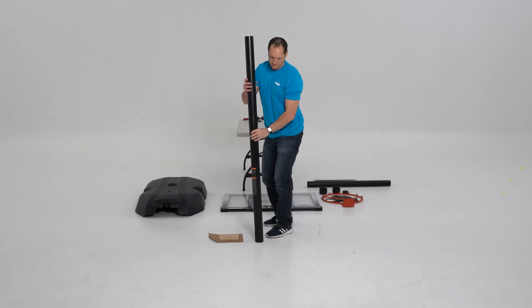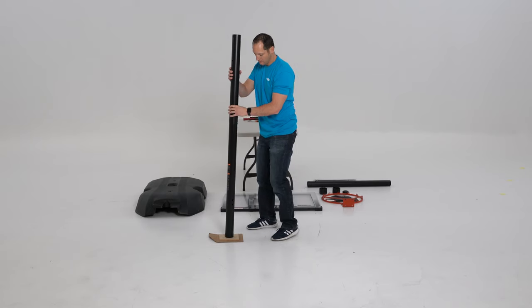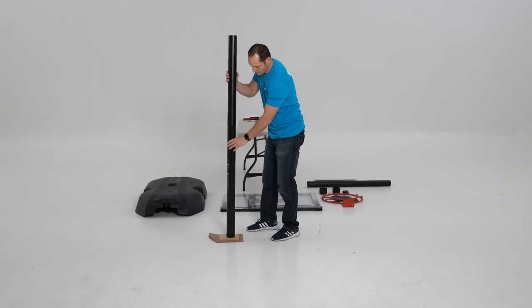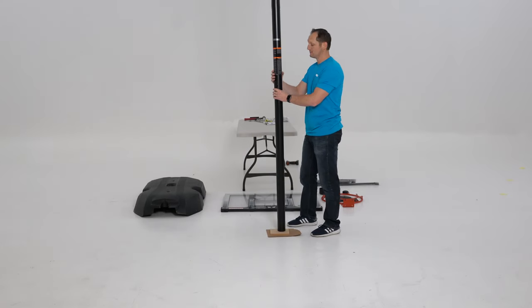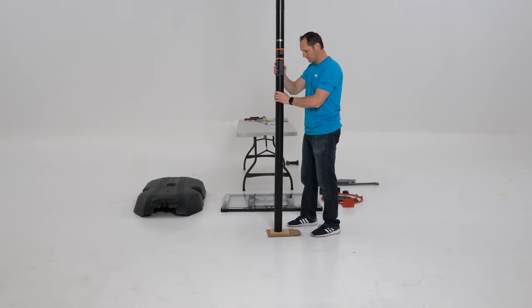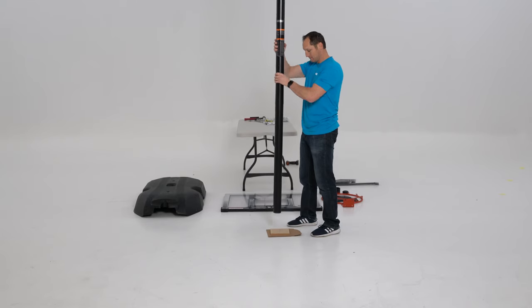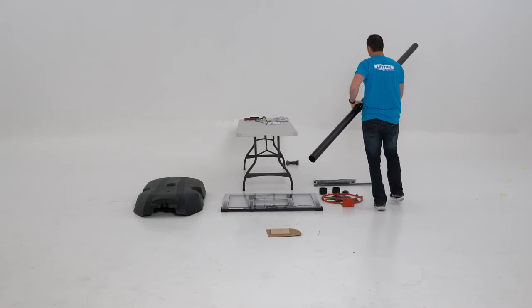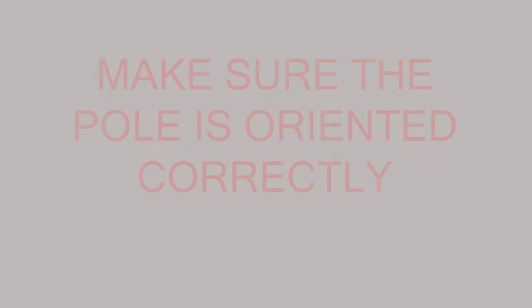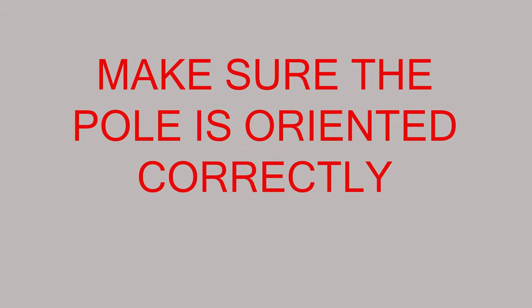Then, seat the poles together by forcefully striking the bottom of the pole assembly on a piece of wood or thick cardboard 5 to 6 times. Flip the pole assembly over and give the top end 5 or 6 good strikes as well. Please note, this step cannot be reversed, so make sure the pole is oriented correctly before seating the poles.